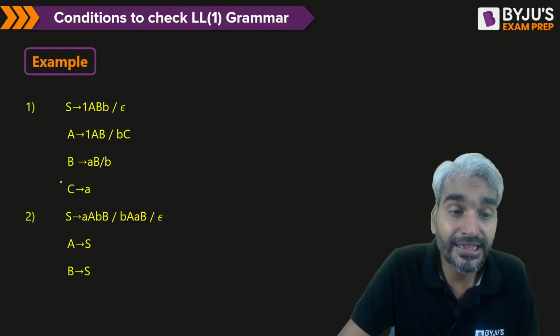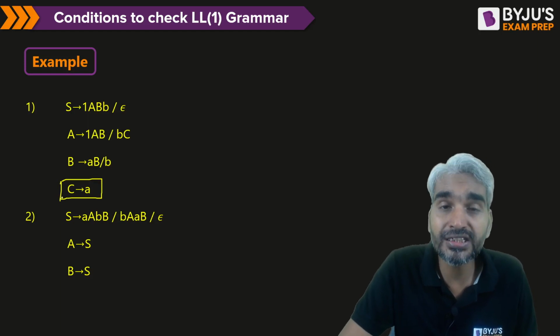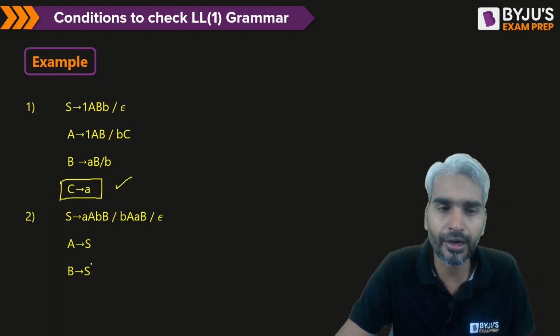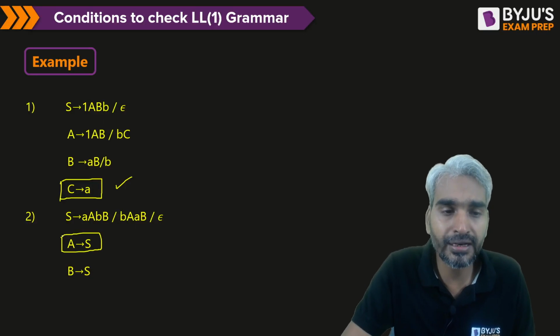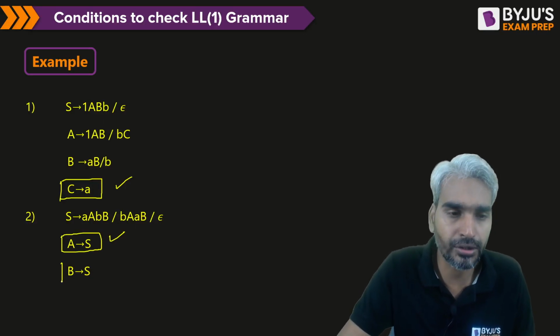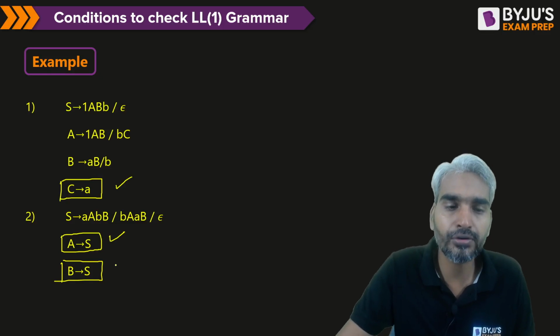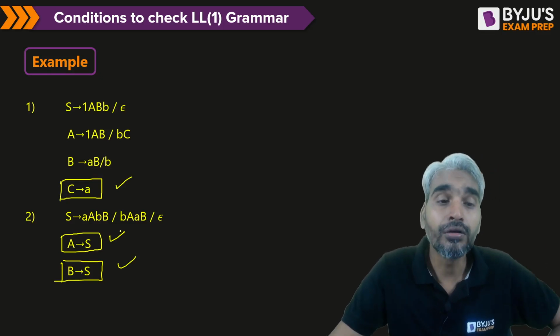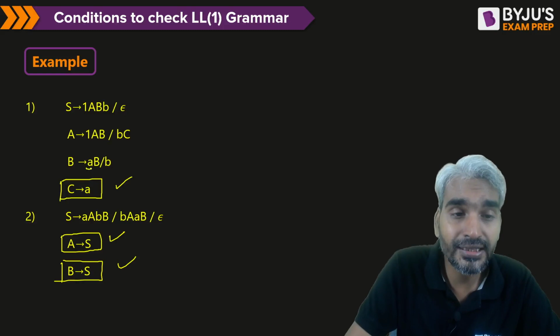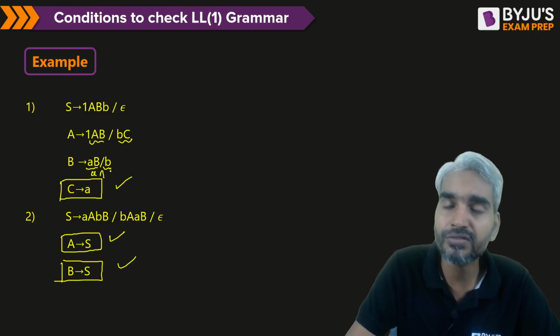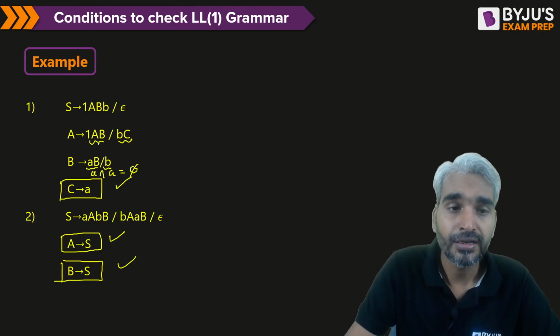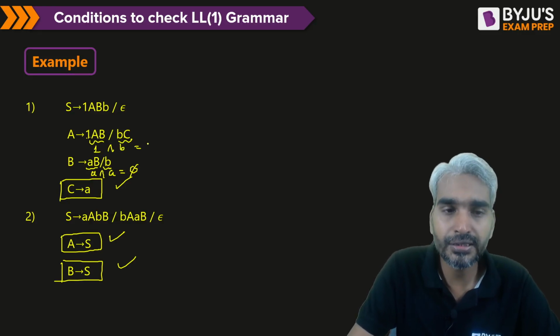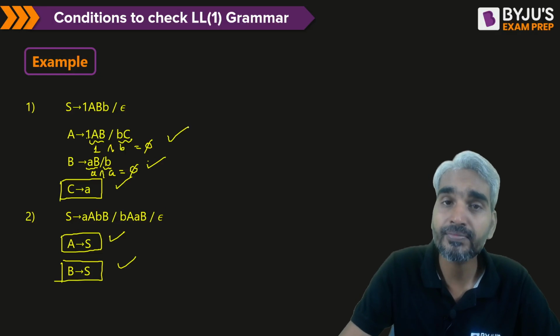So let's see, what did I say? Single production corresponding to non-terminal C, there is only one production, therefore it is okay for LL1. Corresponding to non-terminal A also, there is only one production, that is also okay. Corresponding to B also, only one production, therefore it is also okay. Now let's check this next one. There is no alpha here, and here also there is no alpha, so you are worried only about first. First of AB is A, intersection with first of B is B, which is phi. First of 1AB is 1, intersection with first of BC, which is B. This is also phi. Therefore this is okay, this is also okay.